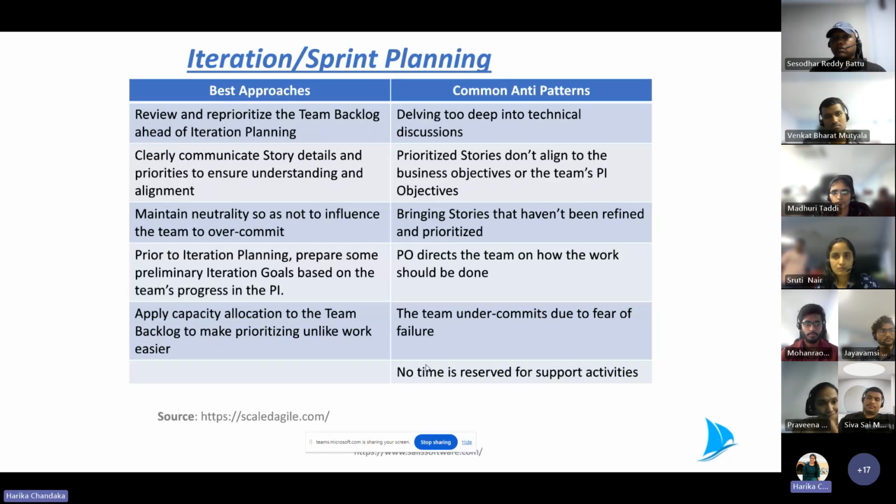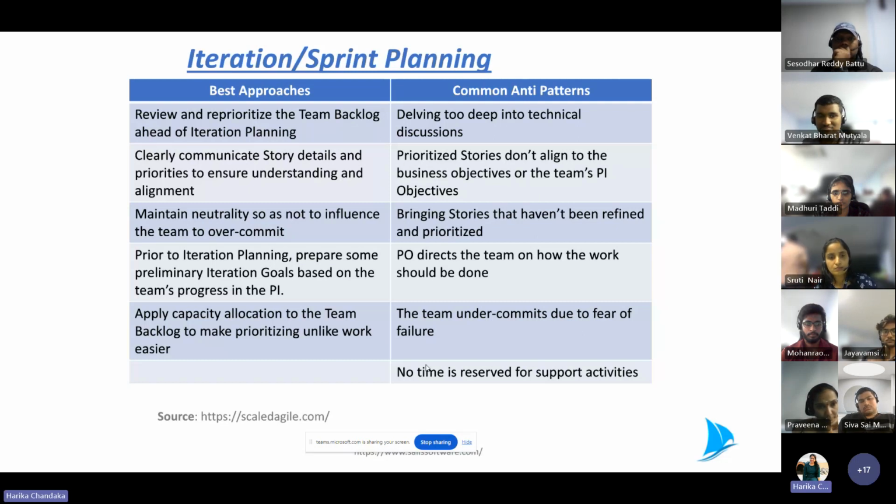Prioritizing stories that don't align to business objectives or the team's PI objectives. If we are working on a story, at the end it should be adding some value either to the sprint goal or to the PI goal. We cannot bring in something which is irrelevant. Bringing in stories that haven't been refined or prioritized: suddenly, on the day of sprint planning, we cannot have some ad hoc stories in place. Whatever we planned in backlog refinement should be prioritized and brought up on the sprint board.